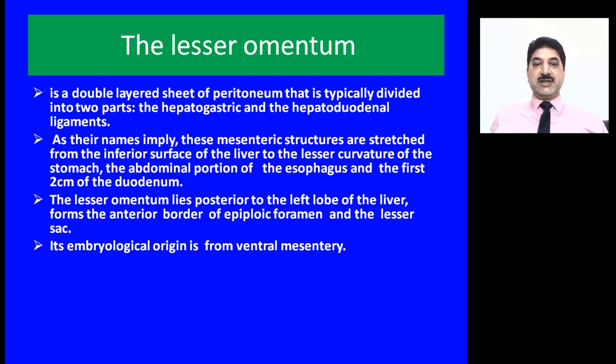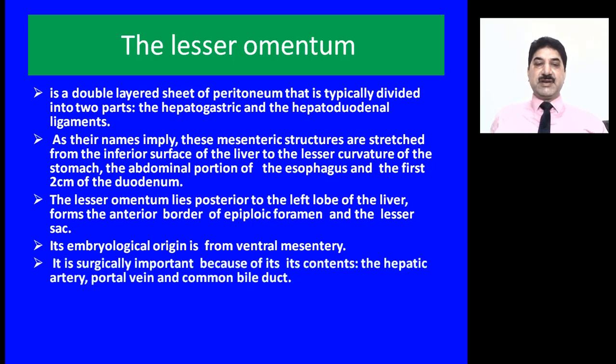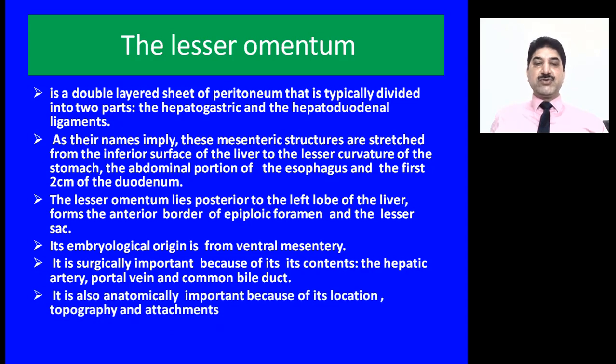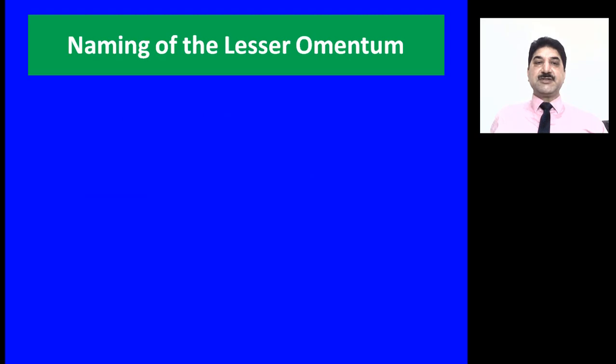It is embryologically derived from the ventral mesentery. It is surgically important because of its contents, the hepatic artery, portal vein, and common bile duct. It is also anatomically important because of its location, topography, and attachments.